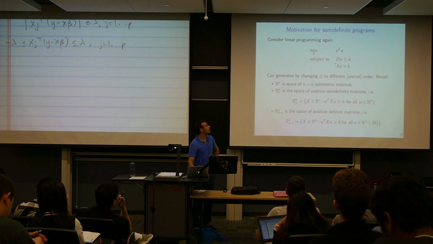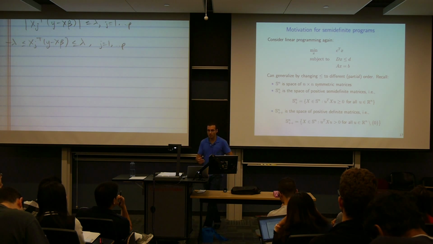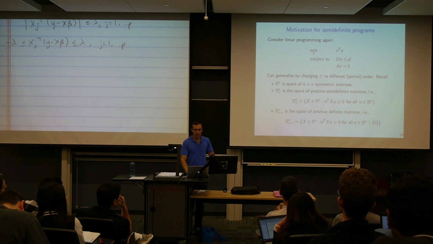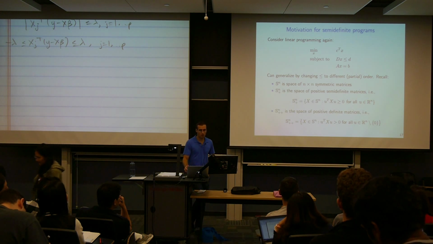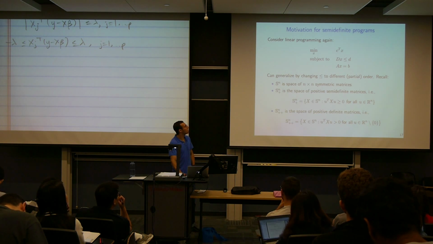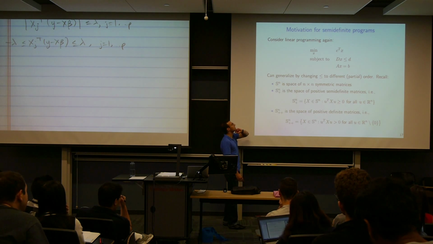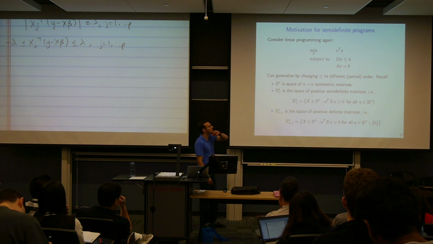Semi-definite programs are born out of the idea, and really conic problems in general are born out of the idea, of changing this less than or equal to sign to a different kind of ordering. The orderings that we're going to use are called partial orderings, because you can't always compare any two elements. But that's the idea. So let's get a bit of details for SDPs, and we'll start making sense.